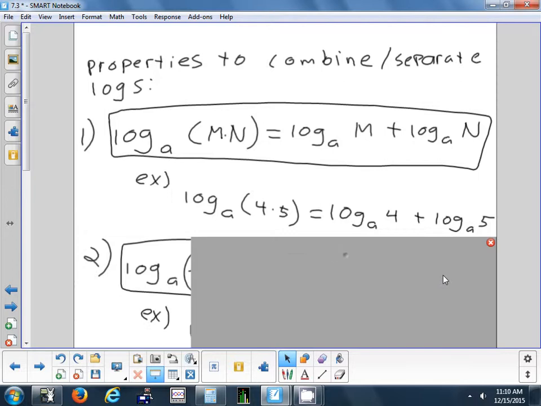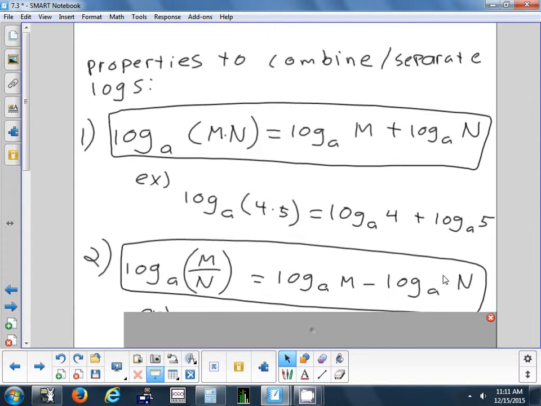All right, second rule. Instead of multiplying, now we're dividing. Just one very small change. What do you think the difference is going to be on the right-hand side if we divide instead of multiply? Subtract, yeah, we're going to subtract. Log of the numerator minus log of the denominator. Keep the base the same when you split it. So if we have the logarithm of a fraction, we can split it as subtraction.